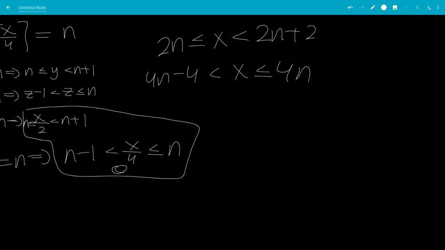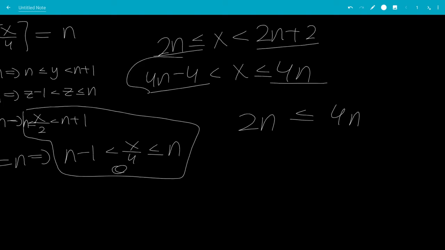So now what we're going to do is make this left-hand side equal to this right-hand side. So we have 2n less than or equal to 4n. We have 2n plus 2, and these are different inequalities. So we also have the 4n minus 4 should be less than 2n plus 2, the extreme left-hand side and the extreme right-hand side.